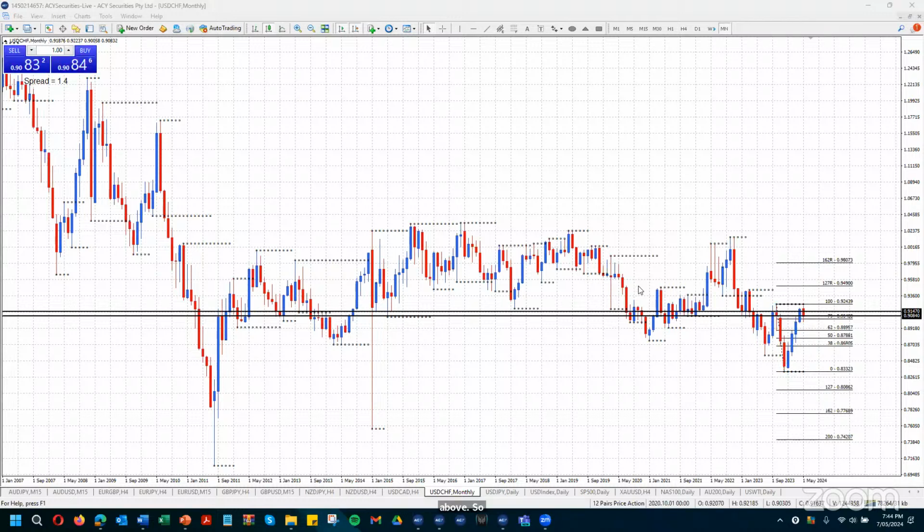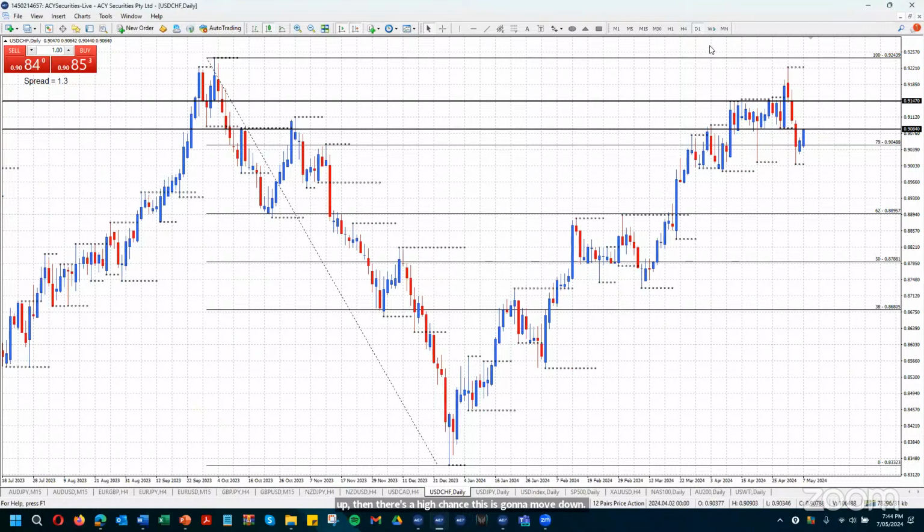So if pairs to the US dollar move down, then it's unlikely this is going to move down. If pairs to the US dollar move up, then there's a high chance this is going to move down. So monitor what other pairs are doing. Don't trade this in isolation. This is at support at the moment on the day chart. Whilst we have a reversal candle on the weekly, this is quite clearly at day support.